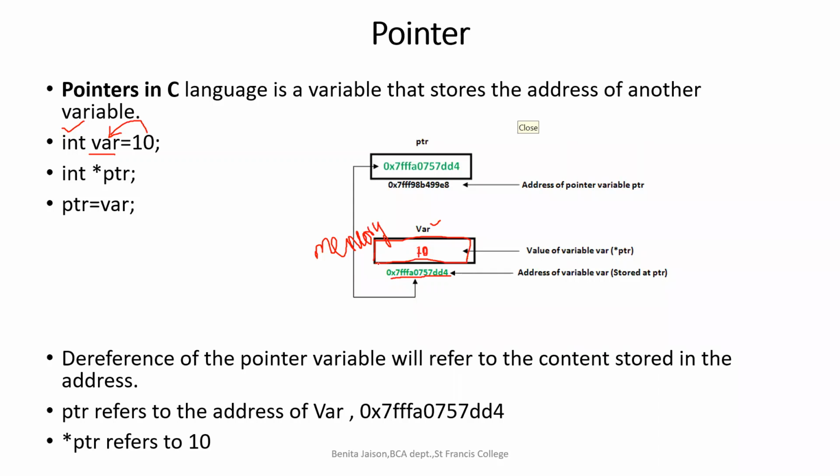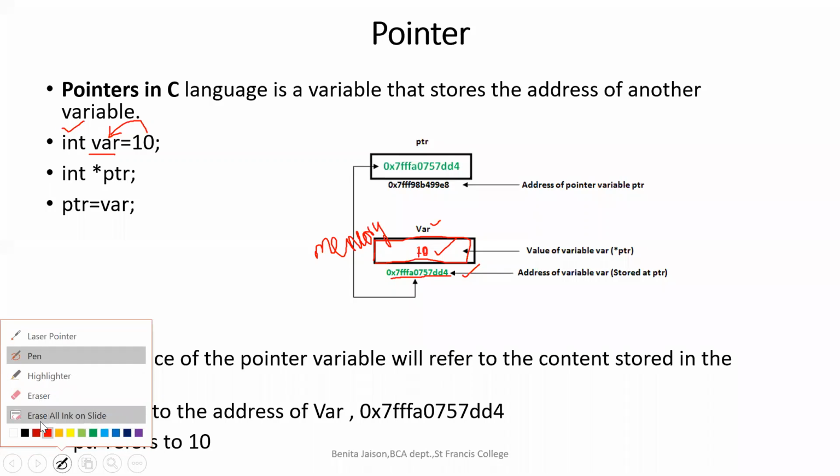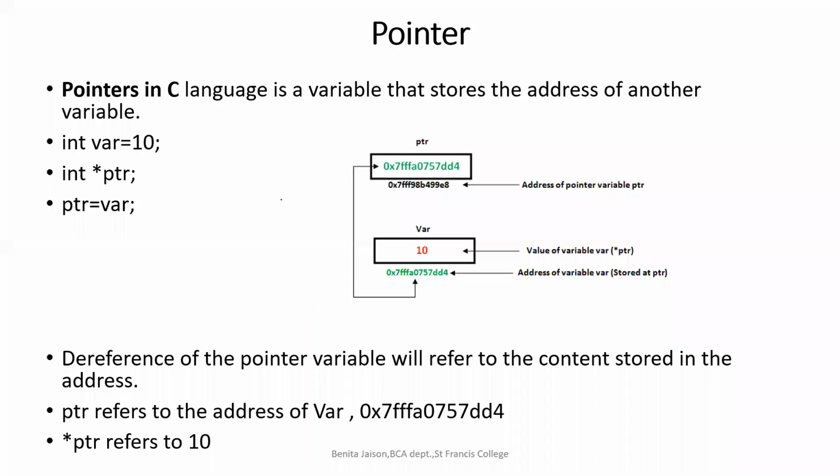10 is not the address, Naveen, what you are telling. 10 is allocated in the address 0x7FFF. So here the address of the variable VAR is 0x7FFA. Okay, this is the address. The value saved in this address is 10. Value is 10. Address is 0x7FFA. Now when I ask, you should be able to tell what is the value and what is the address. Right.